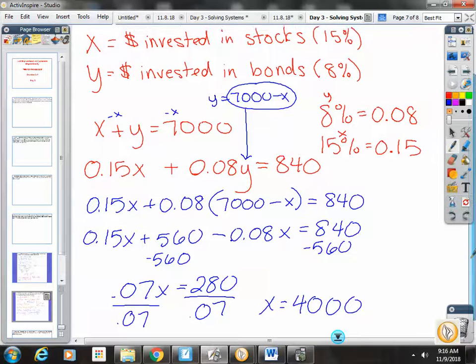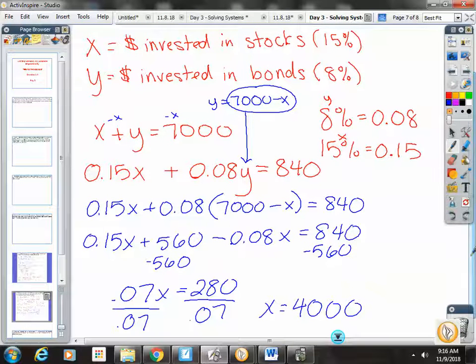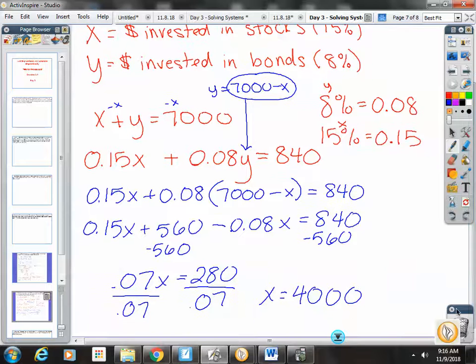What is X representing? Let's go back up here. It's the amount of money invested in stocks. If I put 4,000, does that seem reasonable? What was the total amount that we're going to invest? 7,000. So I think this seems like a reasonable amount. So then what is y? You guys should be able to calculate this even in your head. What's y going to be? 3,000. If there's a total of 7,000 invested, then that leaves 3,000 in bonds. 4,000 in stocks, and that leaves 3,000 in bonds.